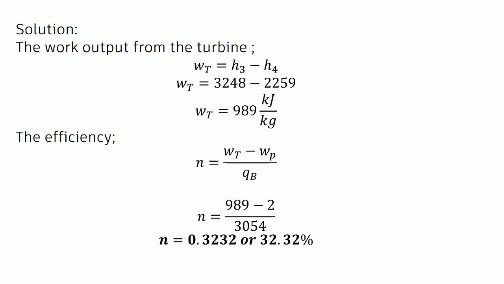After solving for the work output from the turbine, we have the efficiency formula. That is the difference between the work output from the turbine and the work input of the pump, all over the heat input. So that's it. We now have the efficiency to be 0.3232 or 32.32%.